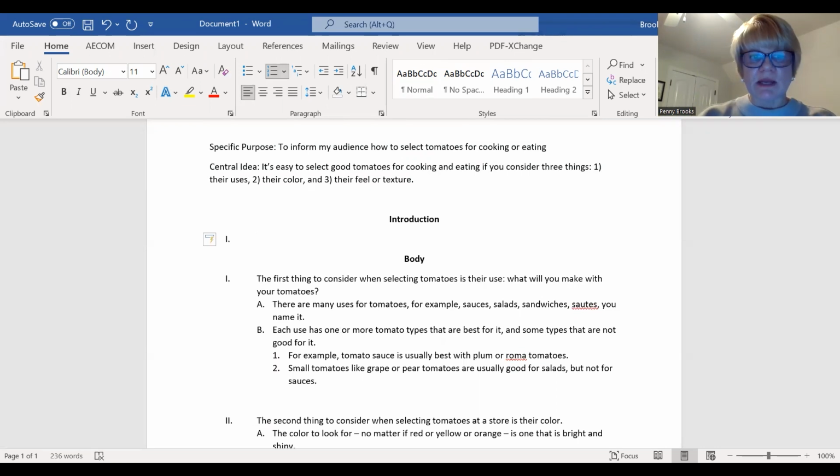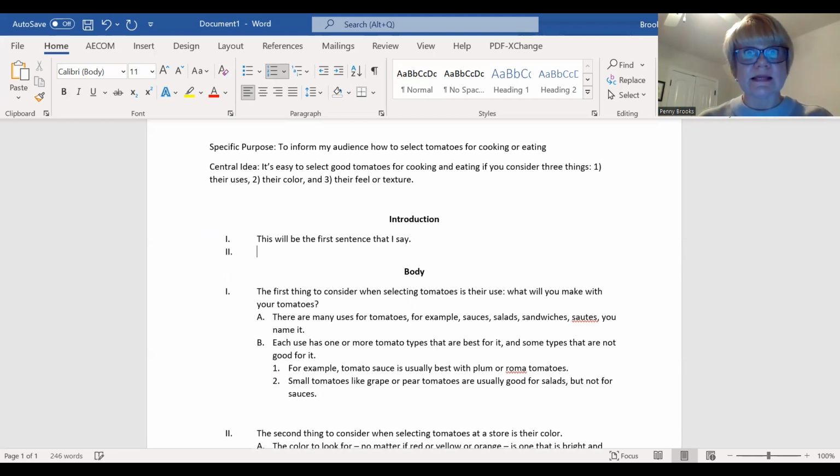So when I get to my introduction, I'm going to start with Roman numeral 1, and this will be the first sentence that I say. Remember, everything you plan to say needs to be in your outline. You don't go off the cuff. Anything you plan to say should be on your outline in sentence form. Anything you think, well, I'll just throw something in later, or I just really need a few words here and I'll wing it. No, everything you plan to say should be in your outline.